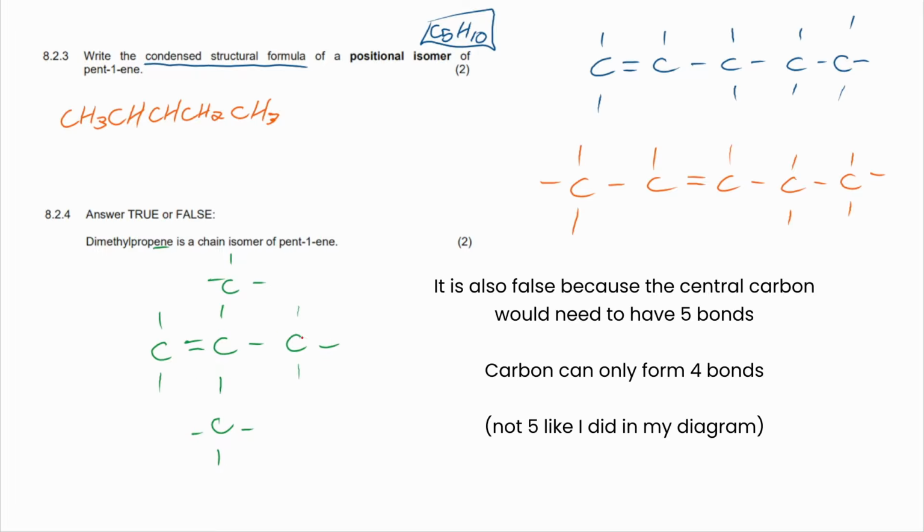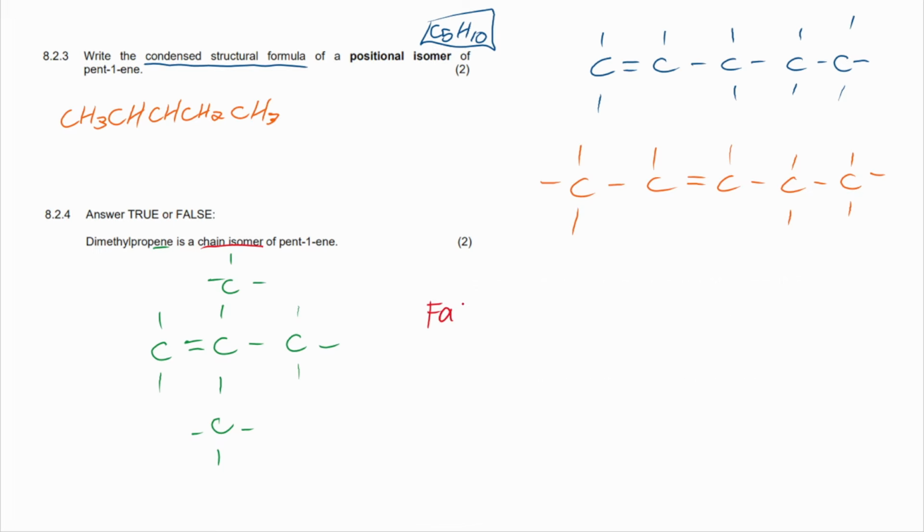But we just got to make sure, so a chain isomer has the same molecular formula, and different chain length. So we got to make sure that this thing is C5H10. And you'll see there's 5 carbons. And in terms of H's, 2, 4, 6, 8, 10, 11. Okay, so that is not possible. False. All right, because we have 11 hydrogens.